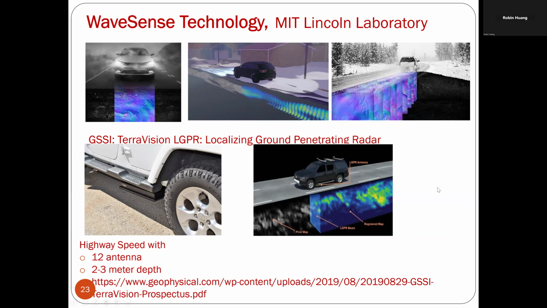It is still in the test section stage. Hope these things will come soon. We can see this on the road. There is a link here, and you can check the details. For this example, they use 12 antennas, giving a 2 to 3 meter depth. It is supposed to be lower cost than the traditional GPR.